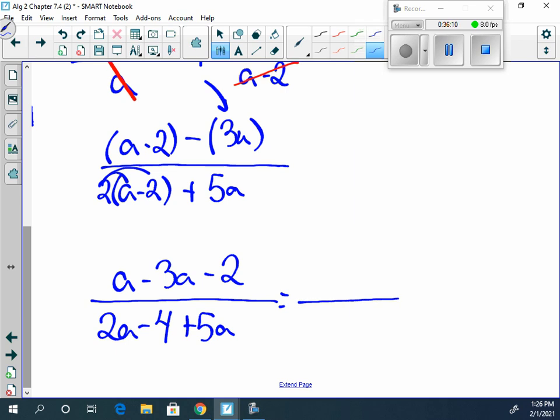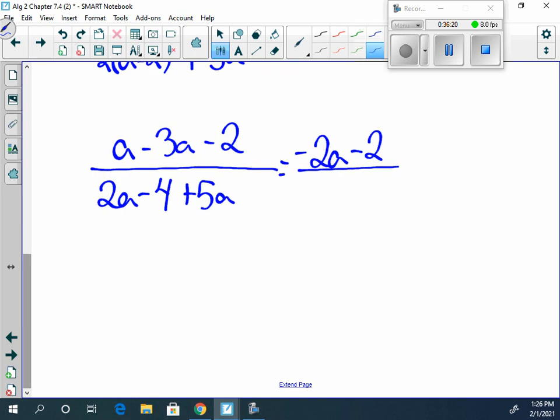Now A minus 3A is going to give us what? Negative 2A minus 2 on top. On bottom we have 2A plus 5A would be 7A minus 4. And we get this here.